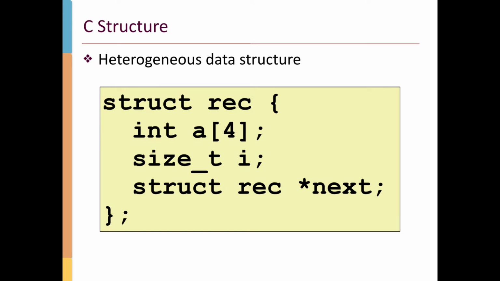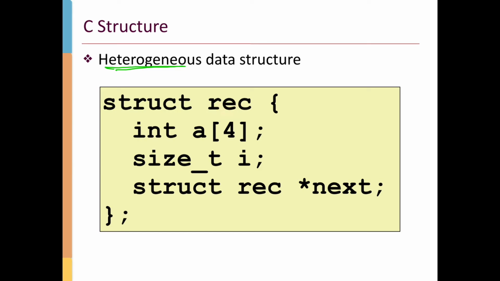So the point of C structures as compared to C arrays is that they're heterogeneous. We can store multiple different types of things inside of a C structure, whereas arrays have to have the same type. And then here's the structure that we're going to use for this example. It shows again, just as a reminder, the declaration syntax in C. You tell it struct, and then you give the struct a name typically, although you can also just declare it without the name, but we'll call ours rec.